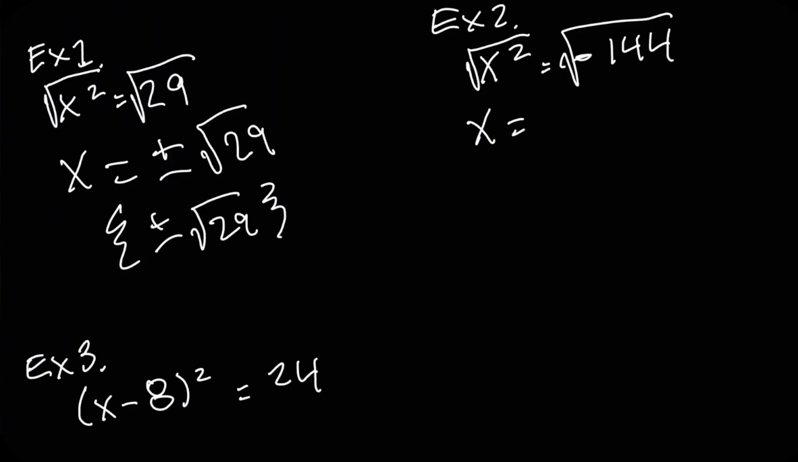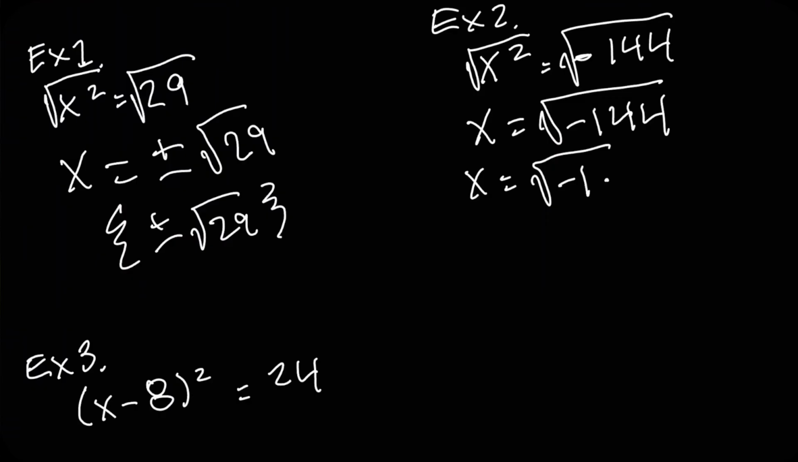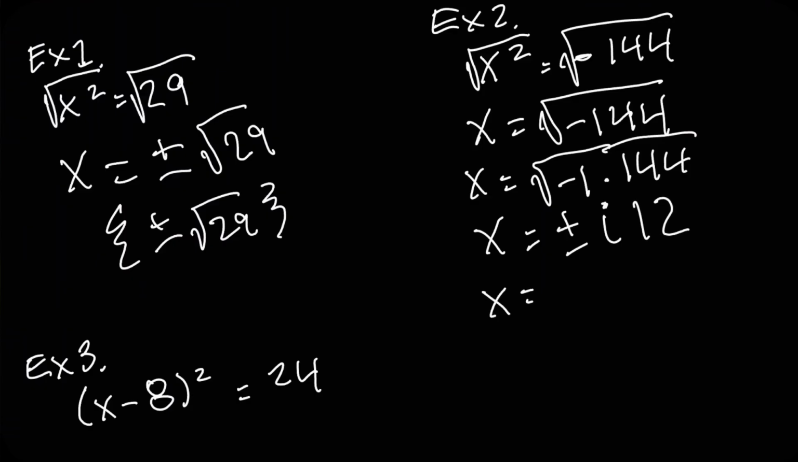Example 2, again, let's go ahead and take the square root of both sides. So x is equal to the square root of negative 144. And if you recall, this will be negative 1 times 144. And the square root of negative 1 is actually going to be equal to i. So we'll be left with x is equal to plus or minus i, and then the square root of 144 is going to give us 12. So this will be x equals plus or minus 12i, and we can write our solution plus or minus 12i.